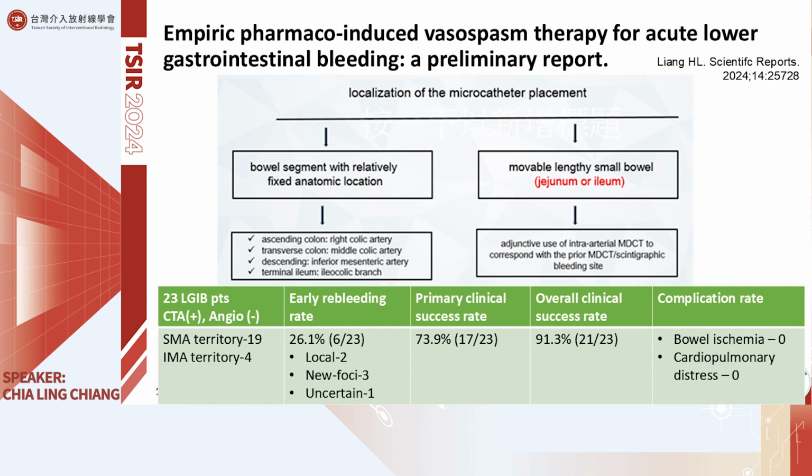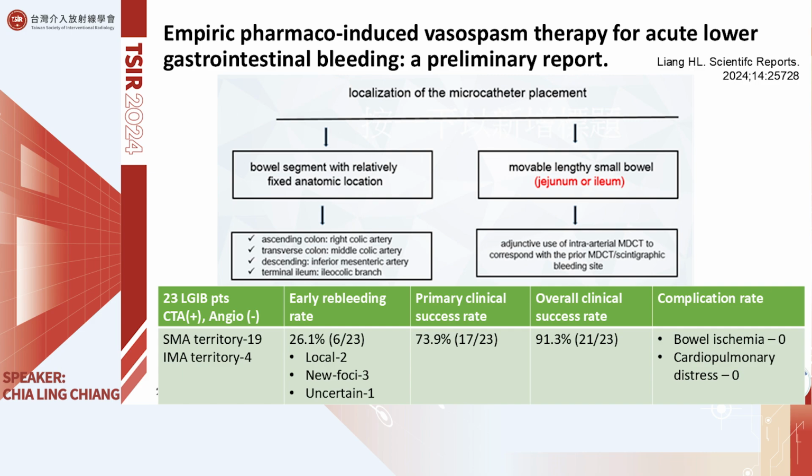We just published our results of empirical pharmaco-induced vasospasm therapy for GI bleeding. If the bowel segment belongs to a relatively fixed location, like the colon, we will insert our catheter into the corresponding artery. If the bowel belongs to a relatively movable segment, such as the jejunum or ileum, we can use a combination of angio-CT, CTA, and angiography to precisely localize the culprit vessel.